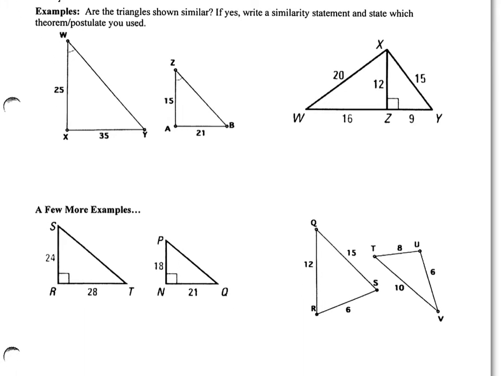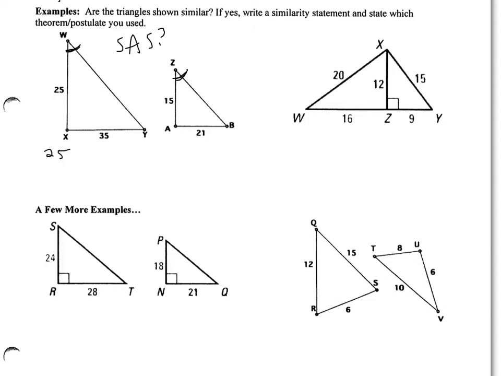So let's look at the two examples that we have here. The example on the left, are the triangles similar? If yes, write a similarity statement and state which theorem or postulate you used. Okay, so right now we have one pair of angles congruent and we have two pairs of sides. So initially this looks like it might be SAS. We definitely have the A, we have the angles congruent. Let's see if our sides are proportional.